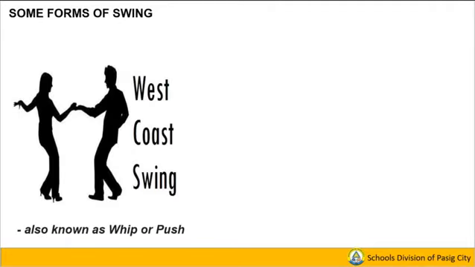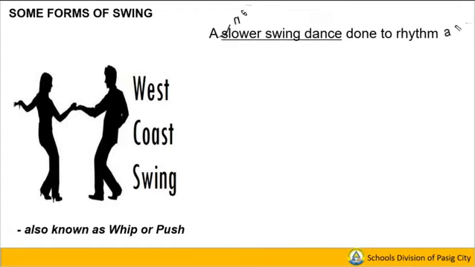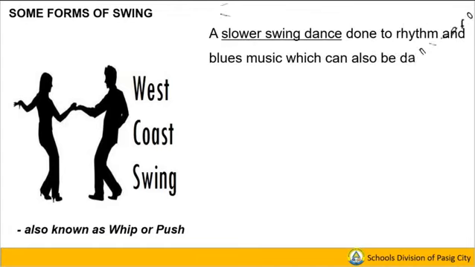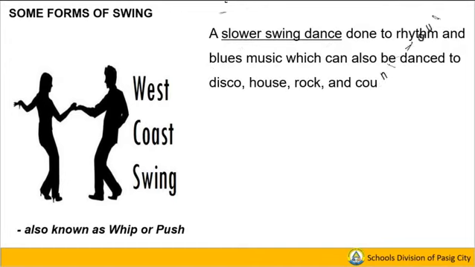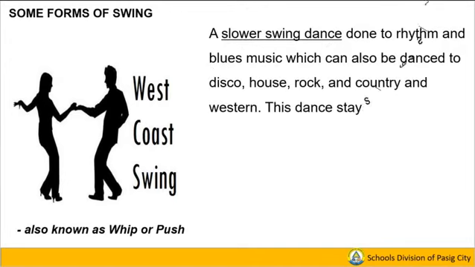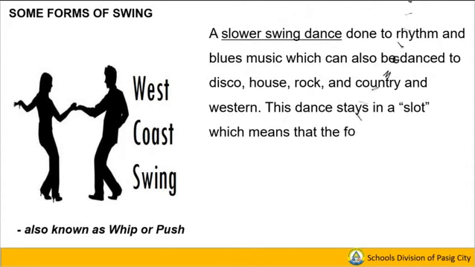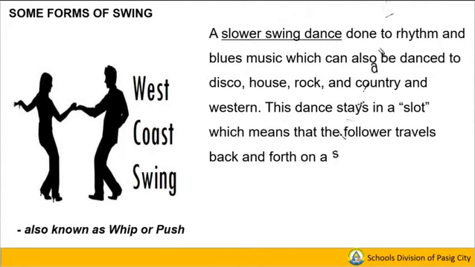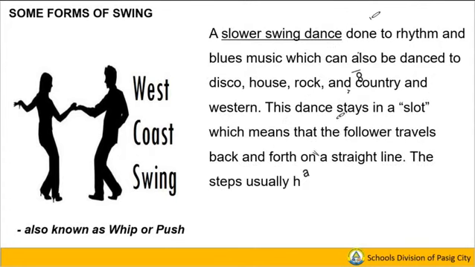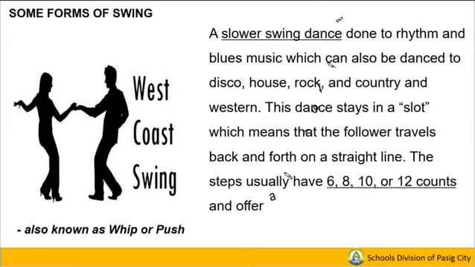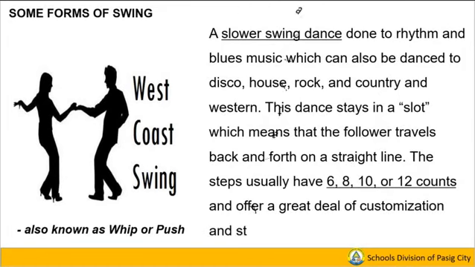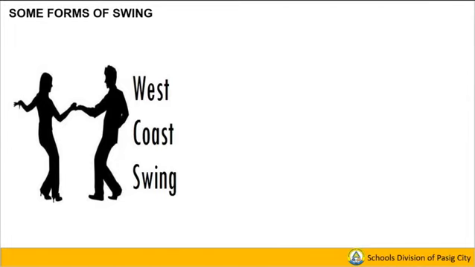Another form is West Coast swing, also known as whip, or push. A slower swing dance done to rhythm and blues music, which can also be danced to disco, house, rock, and country and western. This dance stays in a slot, which means that the follower travels back and forth on a straight line. The steps usually have 6, 8, 10, or 12 counts and offer a great deal of customization and stylistic variation. You will see an example of West Coast swing in this.